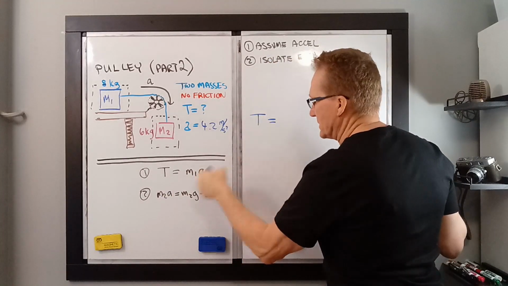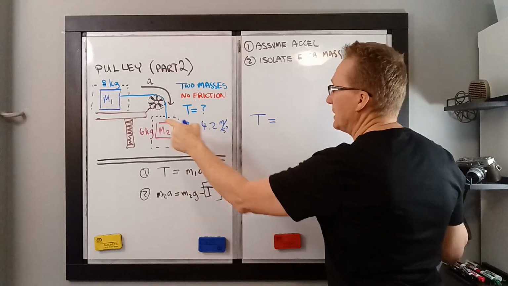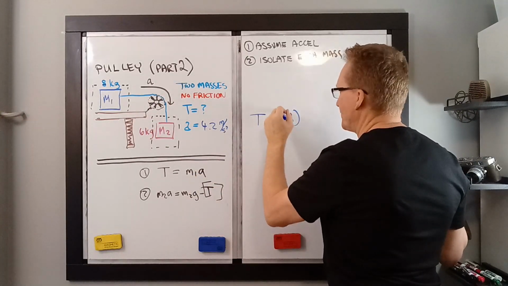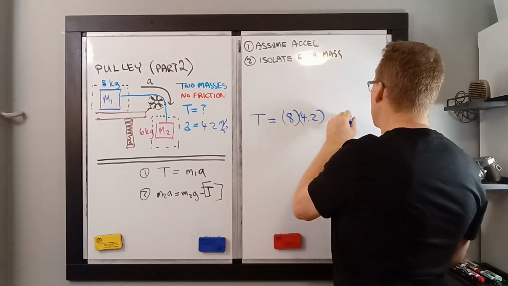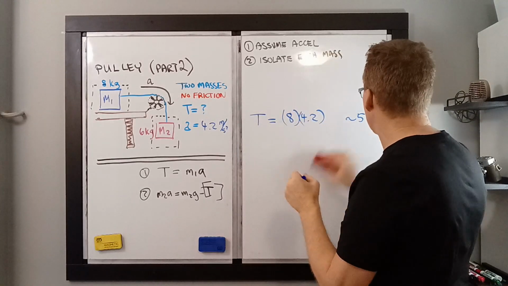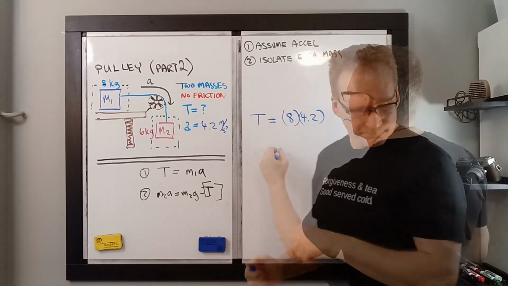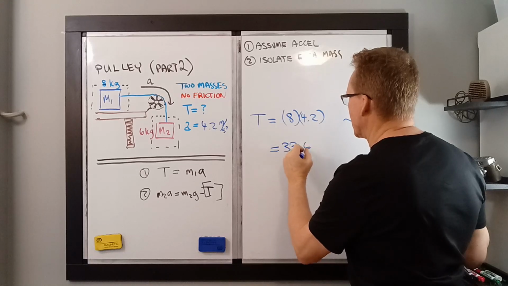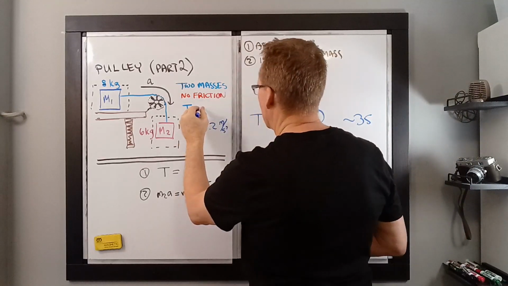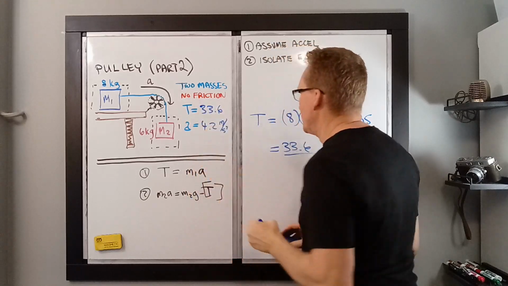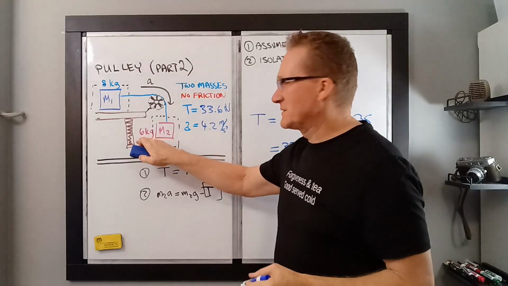So we can take one of these two. You could use this other equation too, but that's harder. So we want to take that m1, which is 8 times 4.2. It's about 35. Let me punch it in and see what I get. I got 33.6. So that would be the tension over here. 33.6 newtons.